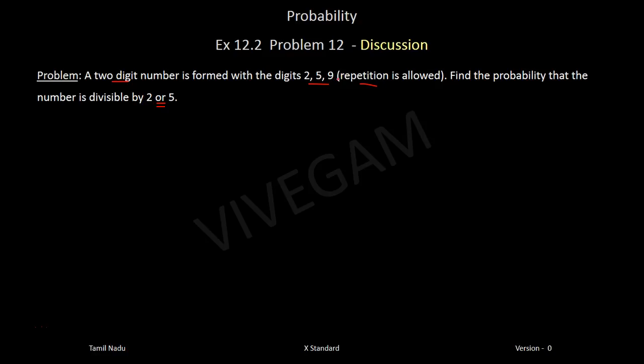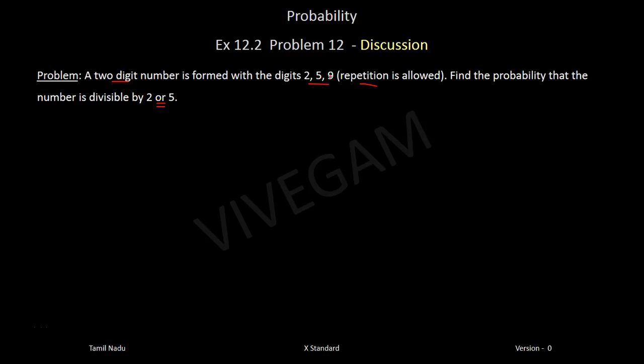And the unit digit. If they say no repetition, then let's say the number 2 is used for the tens digit, only 5 and 9 will be there for the unit digit. But in this case they say repetition is allowed, which means let's say 2 is in the tens digit, so the unit digit can be filled with 2 or 5 or 9. So there will be 3 possible outcomes. Similarly, when the tens digit is 5, the unit digit can be 2 or 5 or 9. That is what they mean by repetition.